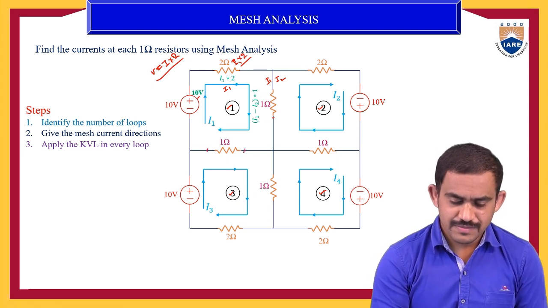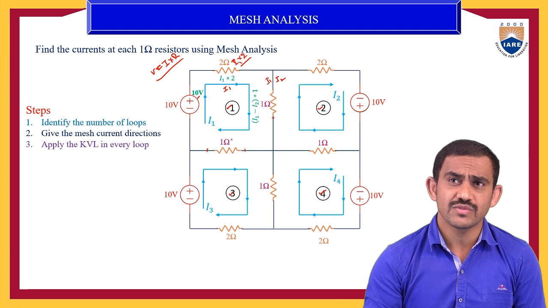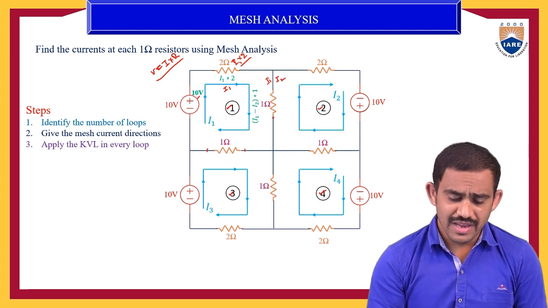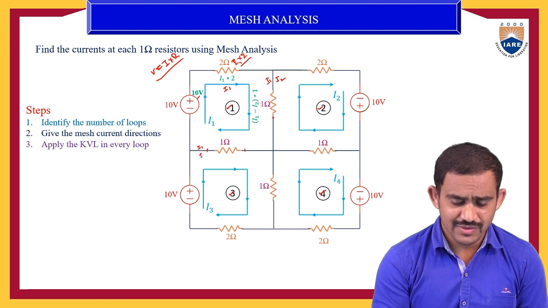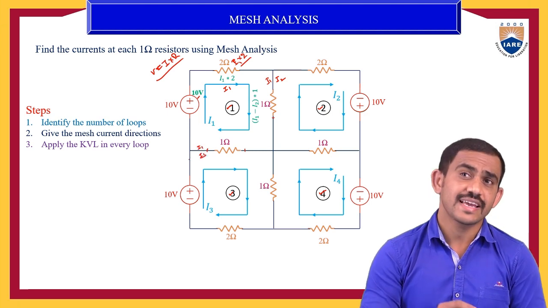And here we have one more resistor, a 1 ohm resistor. There, the same: I1 and I3. We have 2 currents, I1 as well as I3, and both are again in reverse directions.